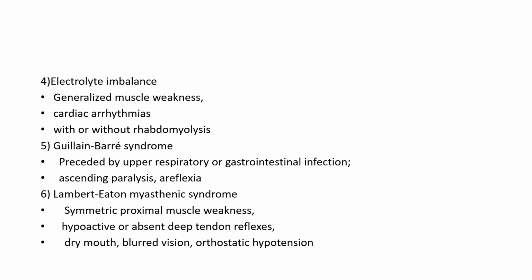Then fourth one is electrolyte imbalance, in which patient will present with generalized muscle weakness, cardiac arrhythmias with or without rhabdomyolysis. Fifth one is GBS, which is preceded by upper respiratory or gastrointestinal infection, with ascending paralysis and areflexia. Sixth one is Lambert-Eaton myasthenic syndrome, which presents as symmetrical proximal muscle weakness, hypoactive or absent deep tendon reflexes, dry mouth, blurred vision, and orthostatic hypotension.